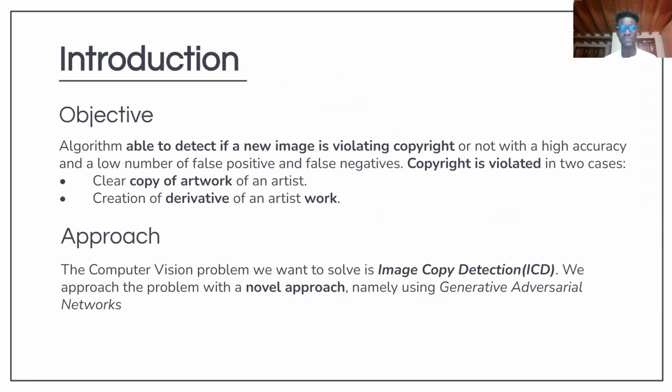So the objective is to detect if an image is violating copyright or not. For the law on intellectual property, copyright is violated when the artwork is a clear copy or a derivative of another work. In academia, this task has the name of image copy detection, and in my study, I have investigated the performance of generative adversarial networks in this context.